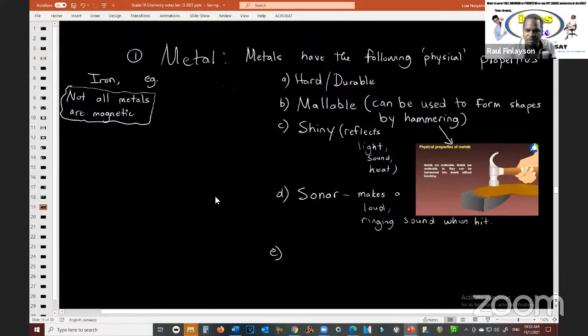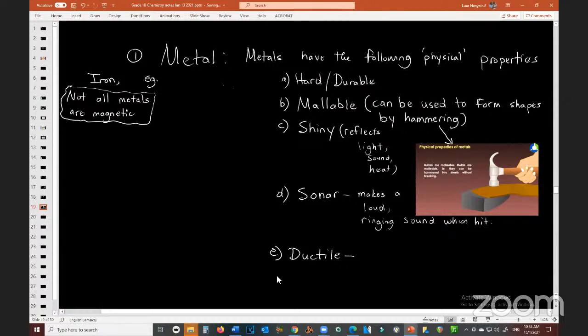All right. So the other one now is this word. Sorry, that's F, so it's supposed to go F. Have you ever seen this word before? Pronounce that word. Ductile. Yes, ductile.